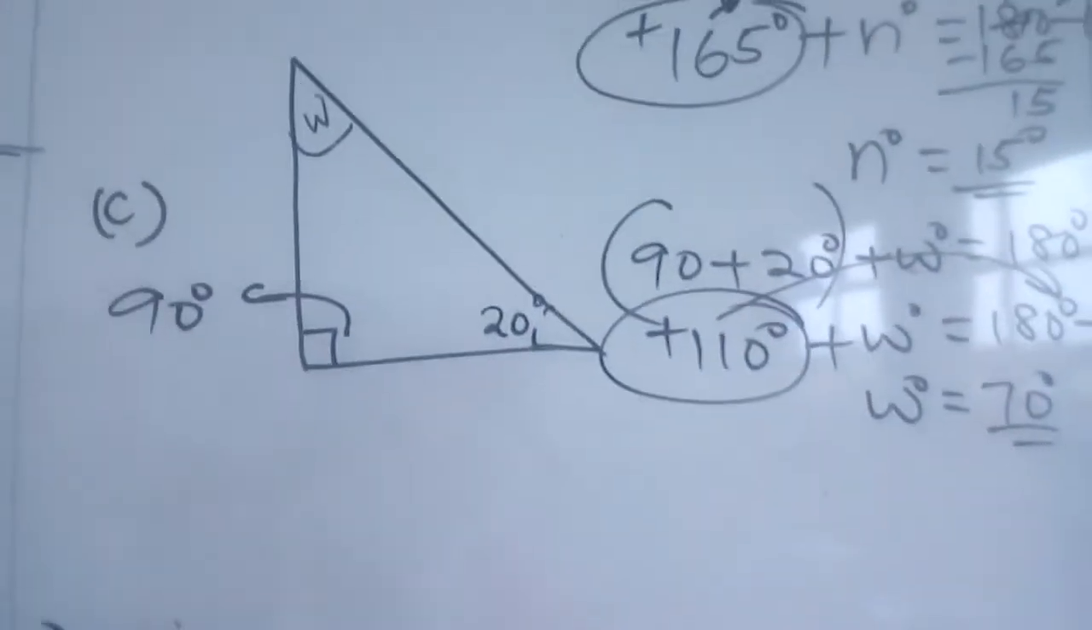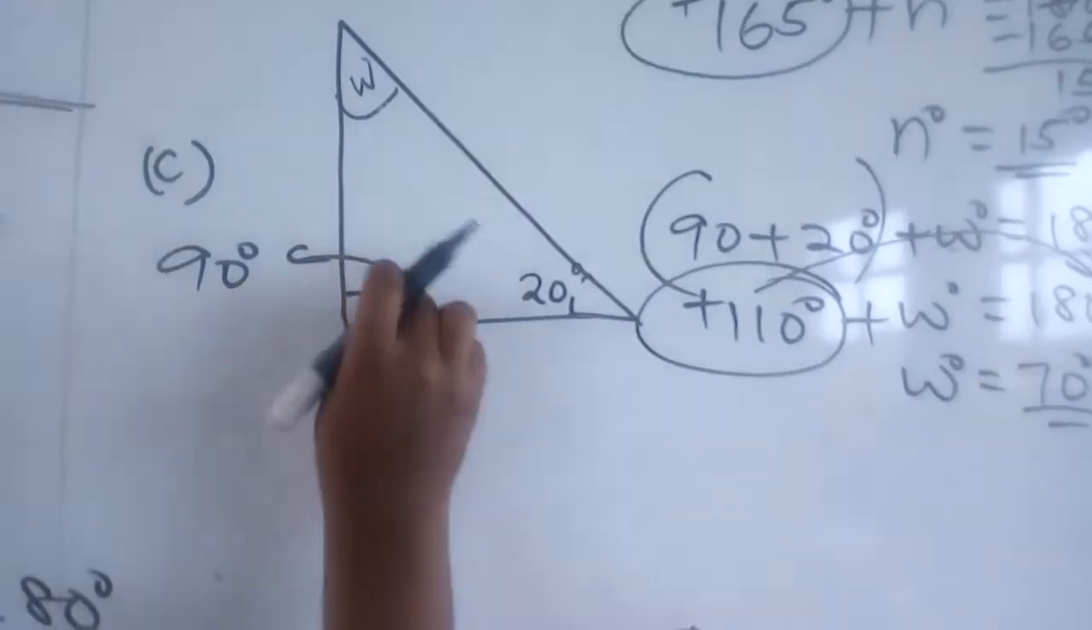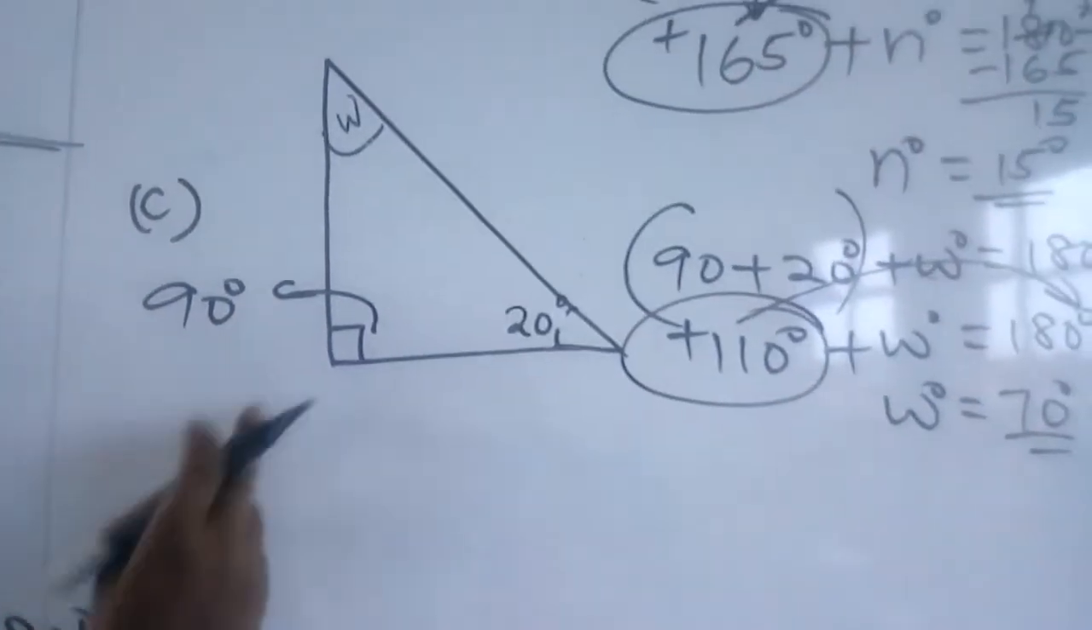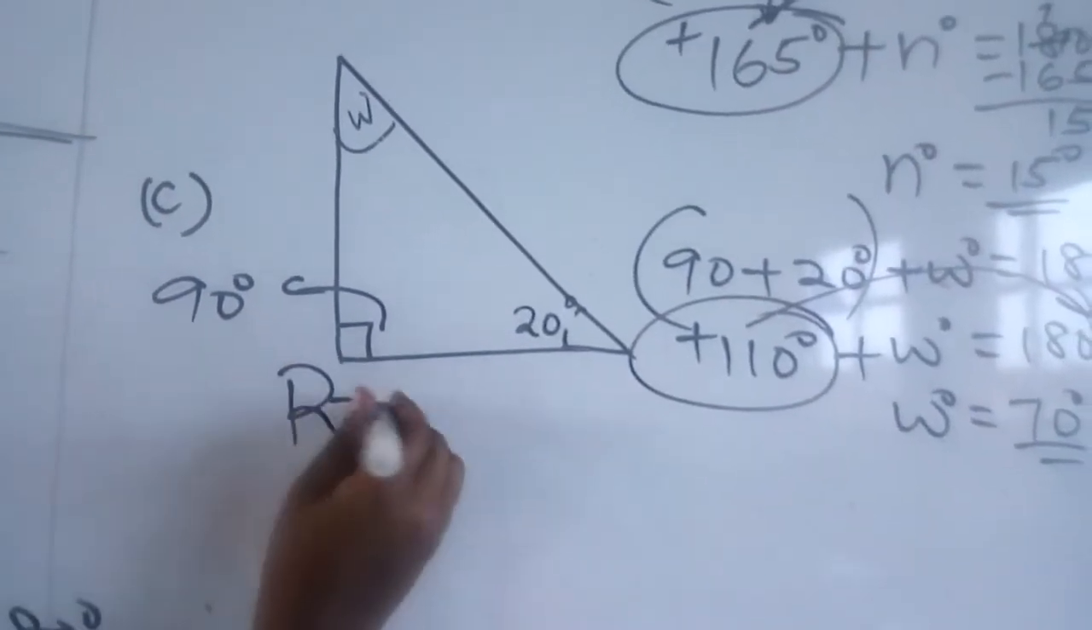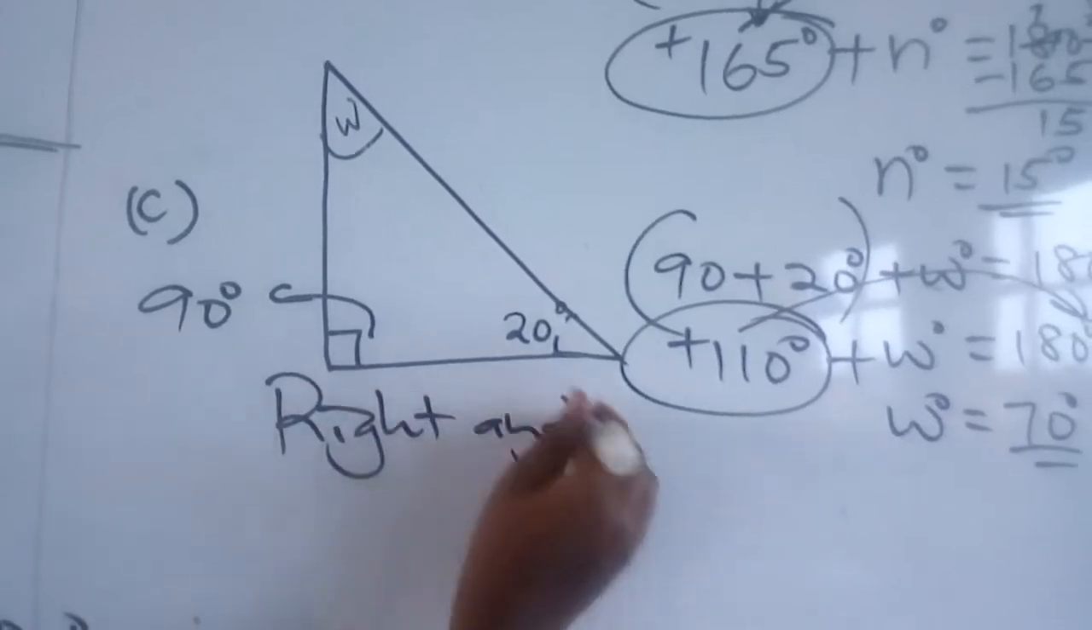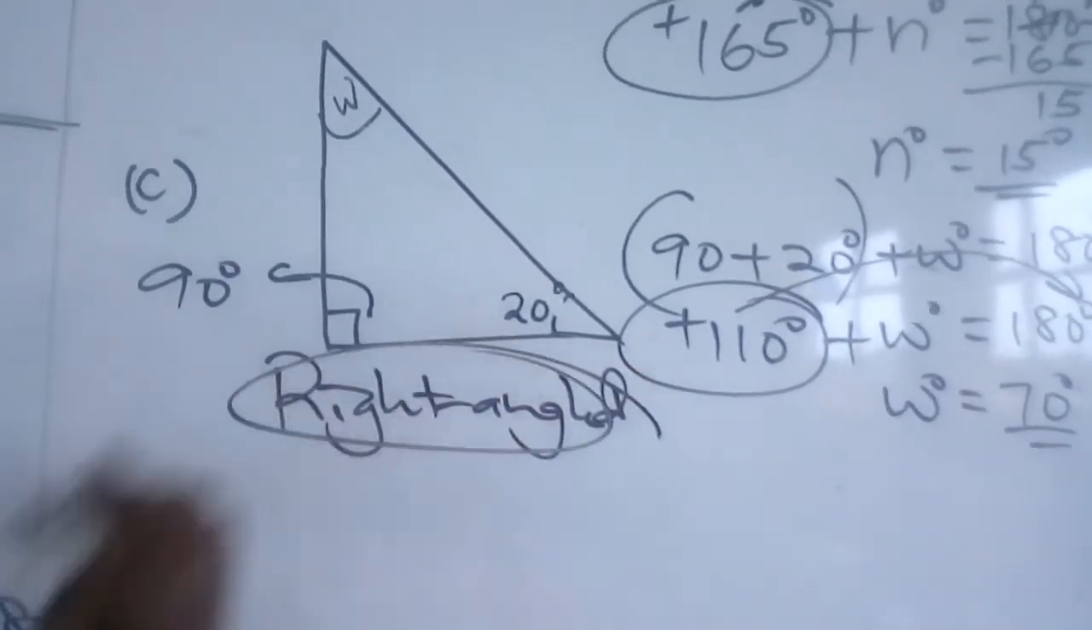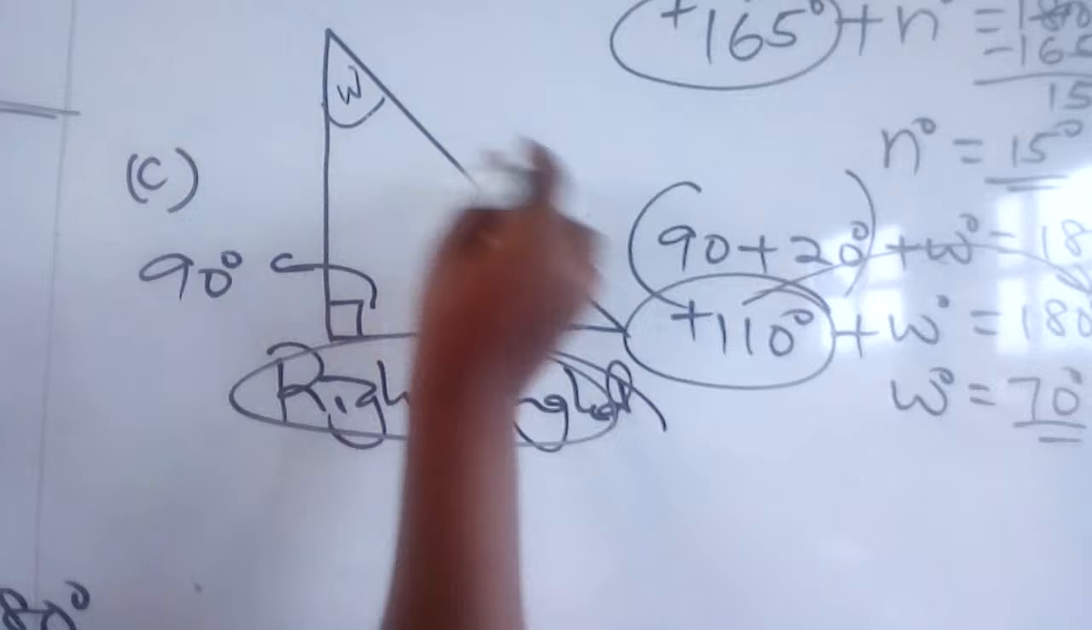Maybe something else before we go to the next question. There is an idea that we should know about this. If you come across a right-angled triangle, then these other two angles, we call them acute.